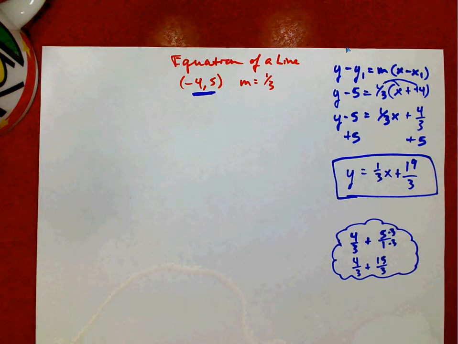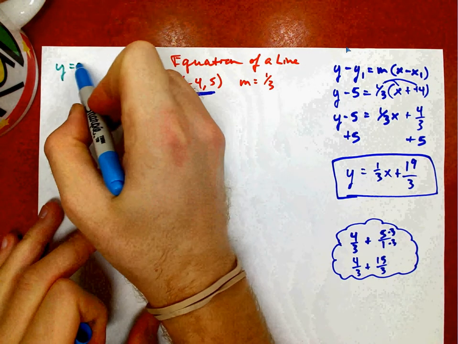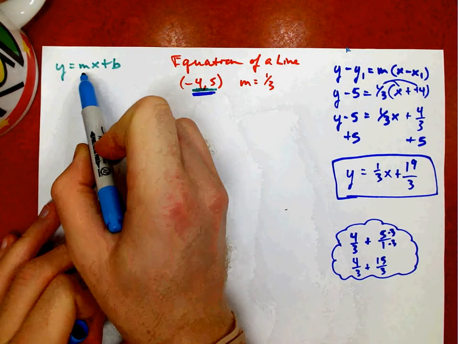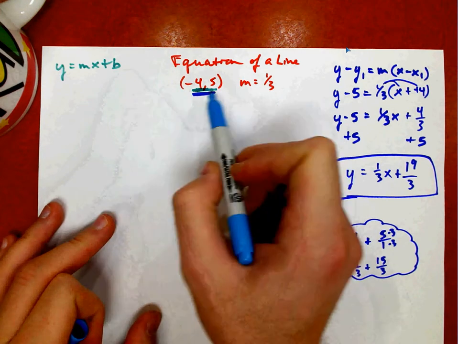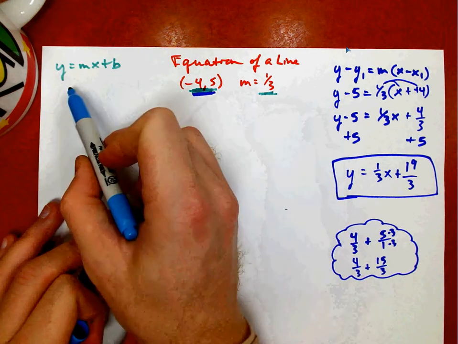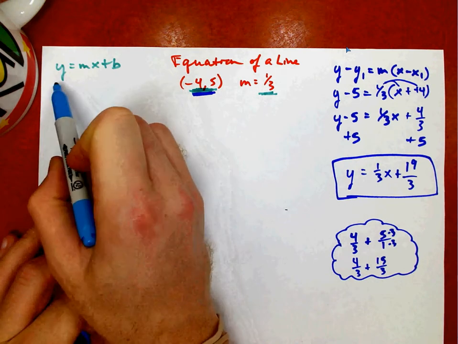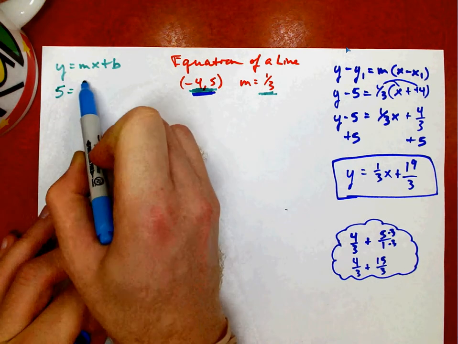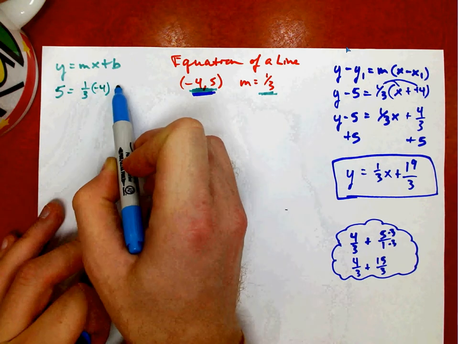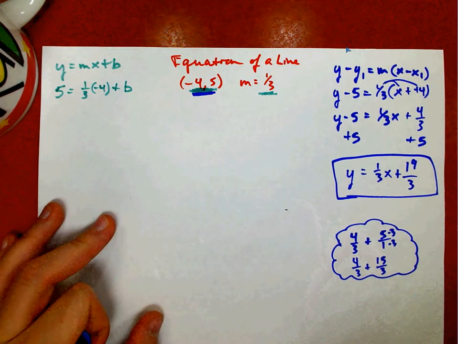Now let's try it over here on the other side of the paper if we decide to do this using the slope-intercept form. Again, I know that if I have the slope and the y-intercept, I can write the equation of a line. I do have the slope, and I have a set of ordered pairs that will satisfy this equation. So I'll find the y-intercept by using this set of ordered pairs. So instead of y, I have 5 is equal to 1/3. My x value is -4 plus b.